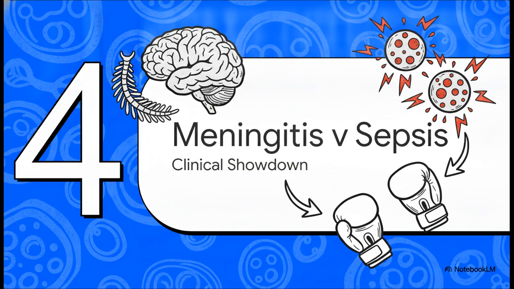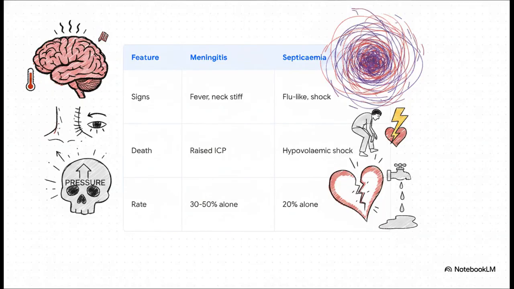Section 4. Meningitis versus septicemia. The core clinical showdown. Let's break down this comparison. We've got meningococcal meningitis on one side and meningococcemia, or septicemia, on the other. Meningitis presents with your classic triad: fever, neck stiffness, and photophobia. The exact mechanism of death here? Raised intracranial pressure. Septicemia, however, is the most severe and rapidly fatal form.